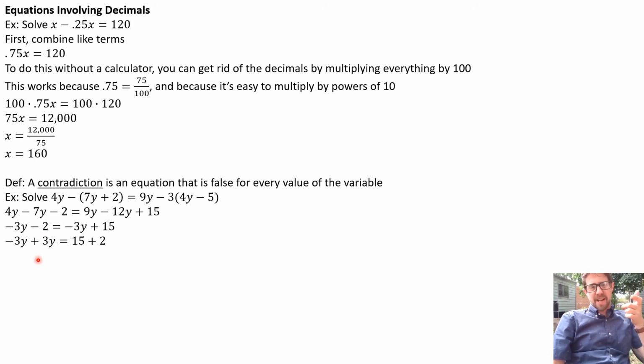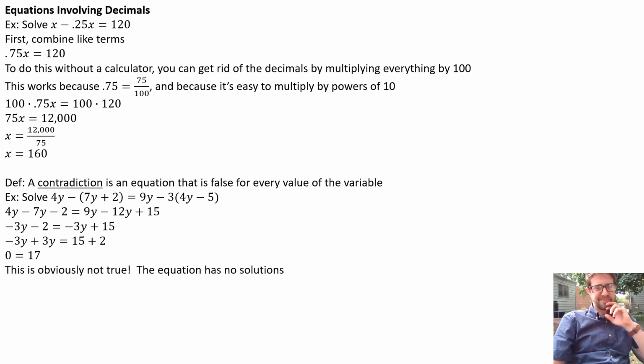But now look what's going on the left-hand side. Minus 3y plus 3y is 0, no matter what y is. And then 15 plus 2 is 17. And now I'm telling you that 0 equals 17, which obviously is not a true statement. 0 does not equal 17. There's no secret here.